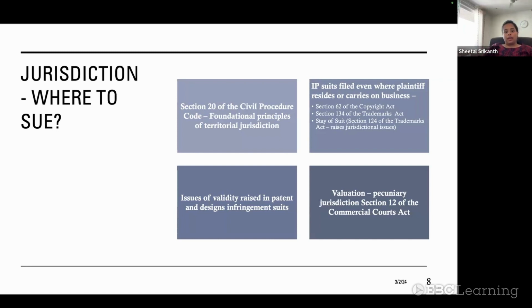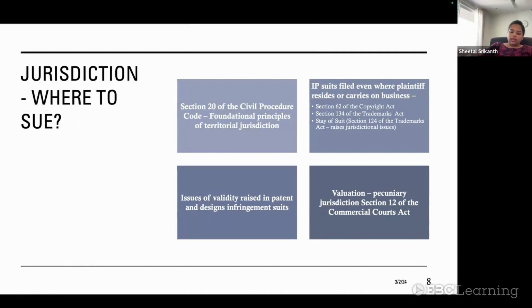Now, if A, B, and C owe me money, I can go to a court where either A or B or C reside or carry on business. I'm obviously oversimplifying this. This is way more complex and there's a lot more law involved in this. But for our purposes, understanding this much is sufficient for now, right?